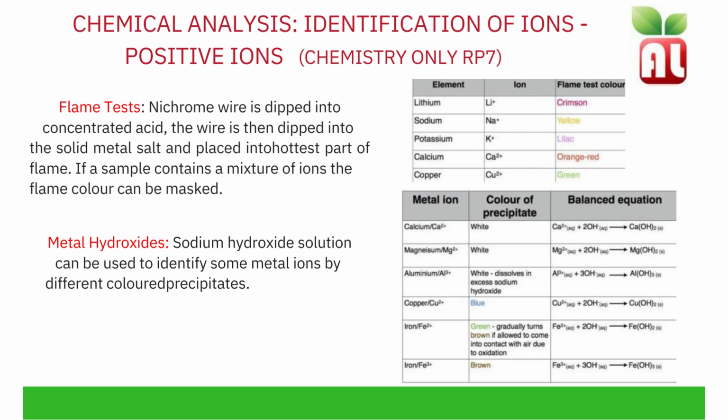The presence of copper ions with hydroxide produce a blue copper hydroxide precipitate. To test for iron 2+ ions, it will produce a green precipitate of iron hydroxide, which will gradually turn brown if allowed to come into contact with air due to oxidation, which is the loss of electrons. And iron 3+ forms a brown precipitate of iron hydroxide.